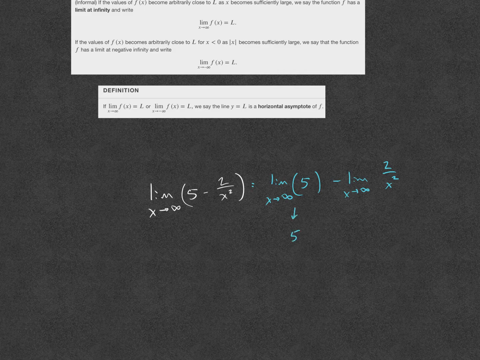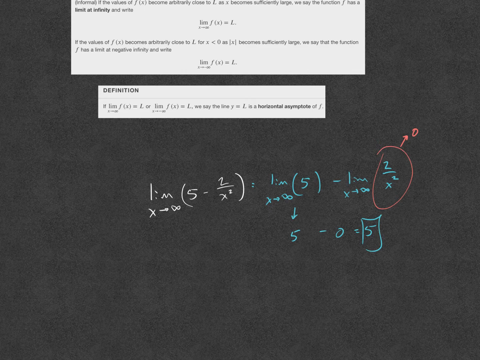And then the question is, what happens as x gets really, really big to that fraction 2 over x squared? I want you to think for a second, if you put a really, really big number in that denominator and then square it, and then do the division, what's going to happen? What's going to happen if you use an even larger number and an even larger number? Well, that fraction is going to go to 0. That limit approaches 0. So overall, this becomes 5 minus 0, which is just 5. So that limit is equal to 5, and if we were to look at a graph of this function, we would see a horizontal asymptote also at 5.